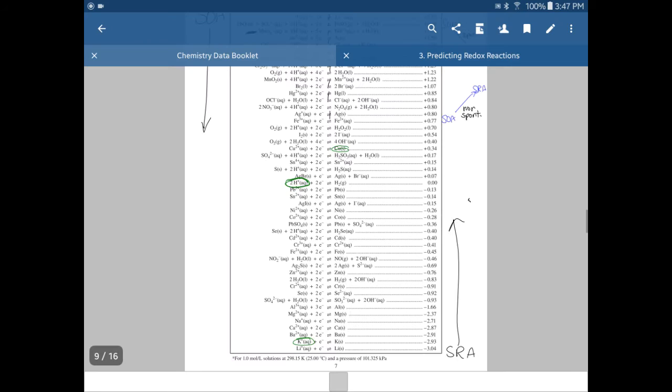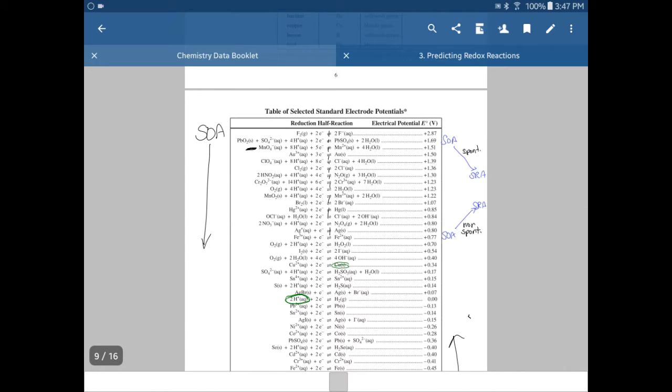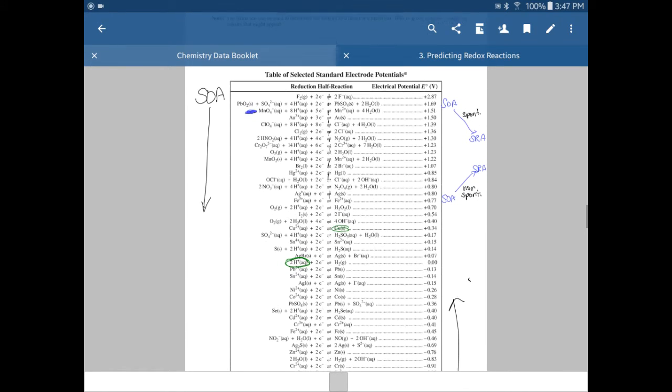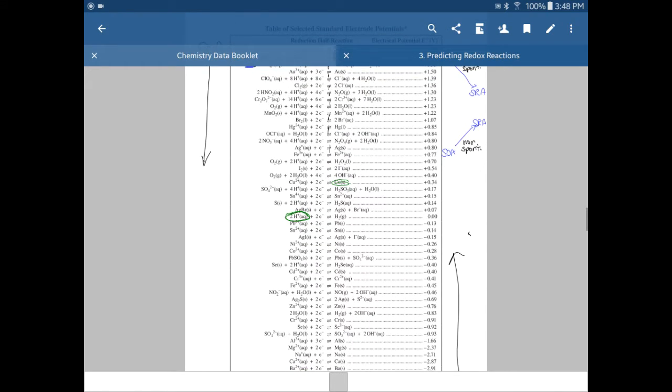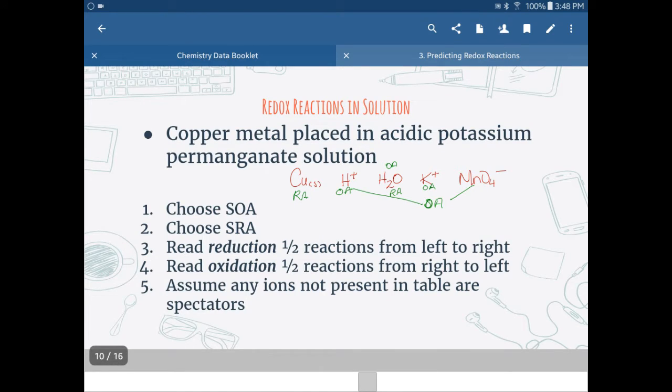So let's just take a look. I'm pretty sure that this entity up here is going to be my strongest oxidizing agent. So these two entities, permanganate ions and hydrogen ions. And when I go down my table, I see that my copper solid is here as a reducing agent and my water is up higher. So my copper is my strongest reducing agent given. Okay, so I have my strongest oxidizing agent and I have my strongest reducing agent.